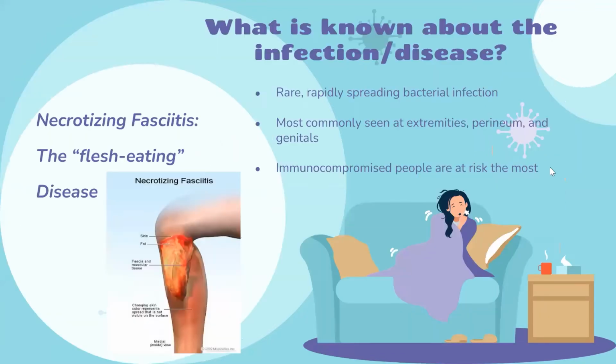What is known about the disease or infection? Necrotizing fasciitis actually means the flesh-eating disease. It is a rare, rapidly spreading bacterial infection and is most commonly seen at the extremities, perineum, and genitals. Immunocompromised people are at risk the most when it comes to this disease.